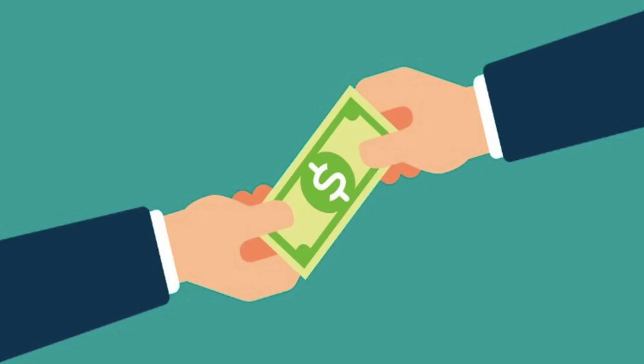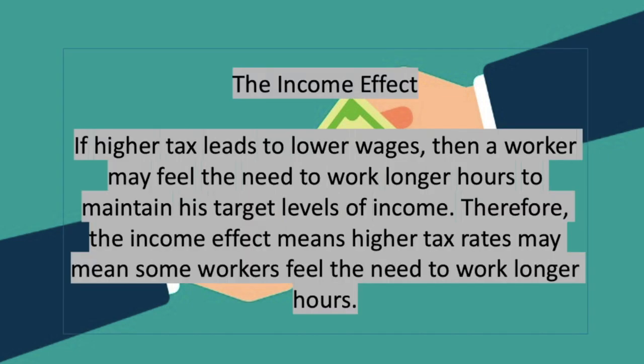So to begin with, if we look at the income effect, the income effect is pretty much suggesting that if higher tax leads to lower wages, then a worker may feel the need to work longer hours to maintain their target level of income. And if we think about it, every individual has some target level of income that they aspire to and try to achieve. The reason they might want to achieve it is for the comfort of life and maybe paying for your leisure activities. So if we consider leisure to be a normal good, as incomes rise, we can obviously afford more of it, hence the incentive to work longer hours.